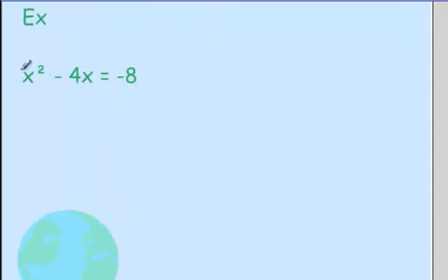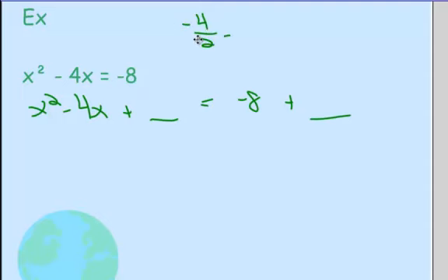A couple notes that we want to make: I need to have a to be 1 and b, we would really like it to be even for any of these type of problems. If I don't have that, we're going to learn how to use the quadratic formula. But we have x squared minus 4x plus blank equals negative 8 plus blank. I know I'm going to have to add whatever goes in here to both sides. So negative 4, half, and then we're going to square that. So that's negative 2 squared is 4. So we're going to add 4 to both sides.